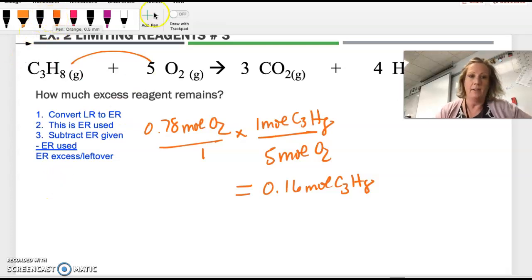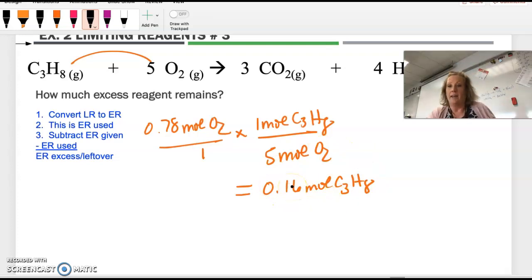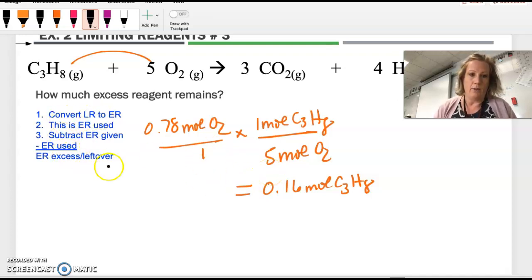So we are calculating how much excess reactant will remain. When we do that, we always start with our limiting reactant and calculate how much excess reactant is needed in moles. We had previously done this, but if we hadn't, you would have to do that first. And then your next step is you are going to subtract this from how much was given.